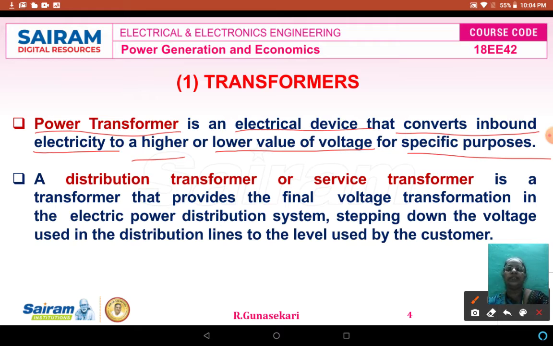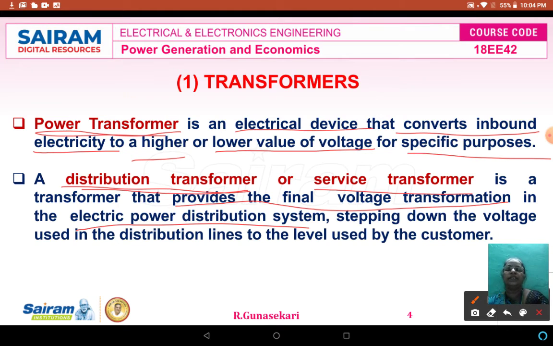Then next, what is the definition of distribution transformer? Another name of distribution transformer is the service transformer. The distribution transformer is a static device which provides the final voltage transformation in the electric power distribution system. Only there we are using the distribution transformer. That's why the name is distribution transformer.